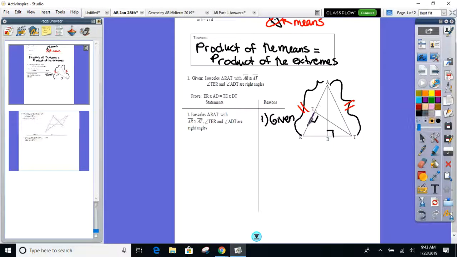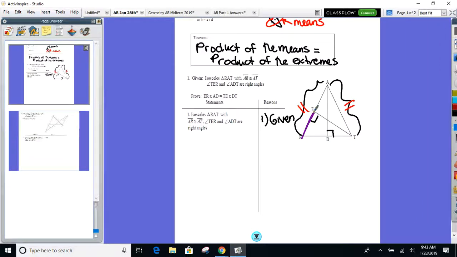ER. All right, everyone, take a look. ER. That is a full side, and how many triangles in that diagram have it? Only one. So it looks like it's going to be triangle ERT.